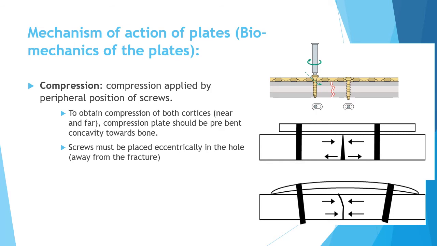Two concepts. The screw has to be applied eccentrically away from the fracture. This will bring the plate construct towards the fracture, obtaining compression. To obtain compression across the near and the far cortex, the plate has to be pre-bent in a way that the concavity is towards the bone.